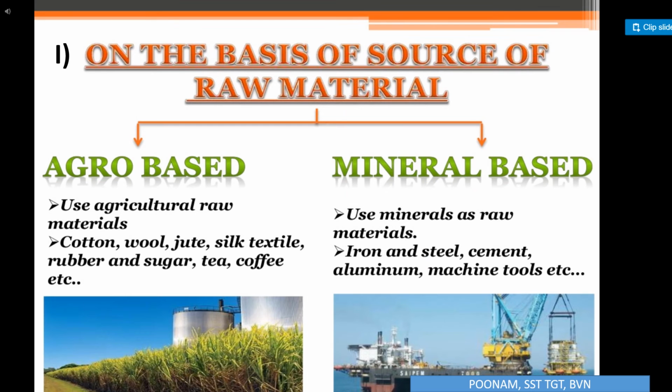Let us compare the two types of industries on the basis of sources of raw material. Agro-based industries are those industries which use agricultural products as their raw material. For example, cotton, woolen industry, jute textiles, silk, rubber, and sugar. On the other hand, mineral-based industries are those industries which obtain raw materials only from minerals, such as iron and steel, cement, aluminium, petrochemical industries, and so on.